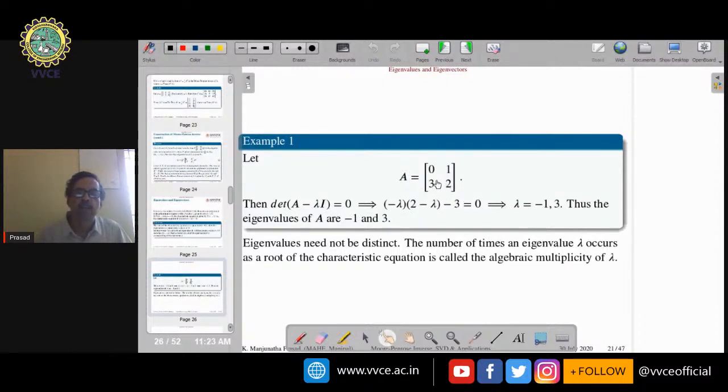Again, you can take the matrix A minus lambda I for these values of lambda, minus 1 and 3, separately and find its null space to find the eigenvector corresponding to minus 1 and 3 respectively. So this is how you can find eigenvalues and eigenvectors. Eigenvalues need not be distinct all the time. Here, fortunately, we had them different. The number of times an eigenvalue lambda occurs as root of the characteristic equation is called algebraic multiplicity of lambda.